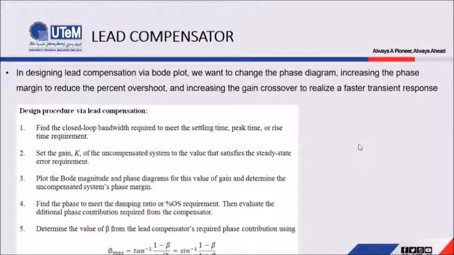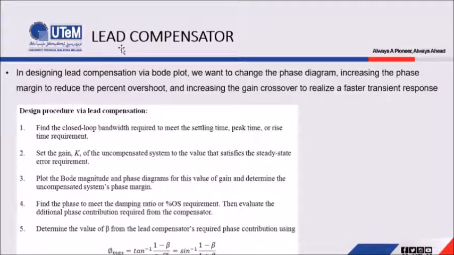So today we are going to continue our discussion about the compensator that we design using Bode plot. In the previous lecture, you already learned how to design a lag compensator based on this Bode plot. Now today, we are going to discuss the other method, which is the lead compensator, that we use to improve the transient performance of the system.